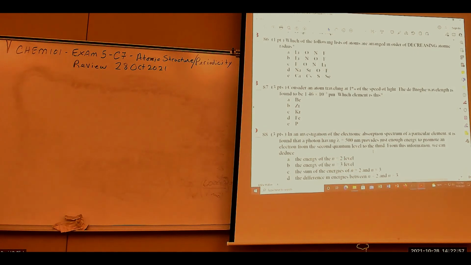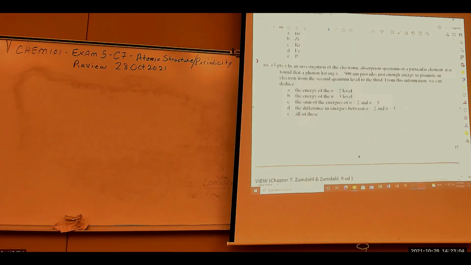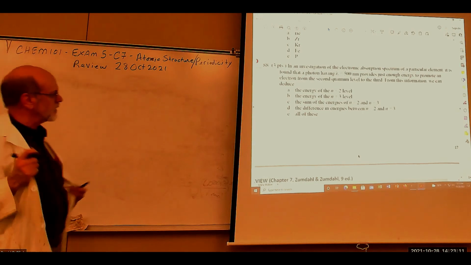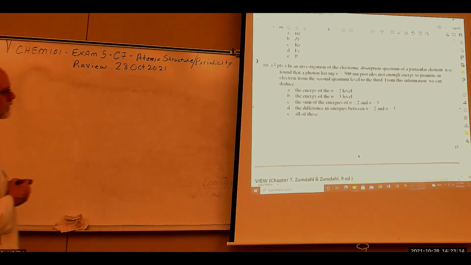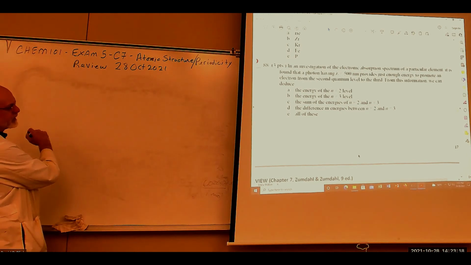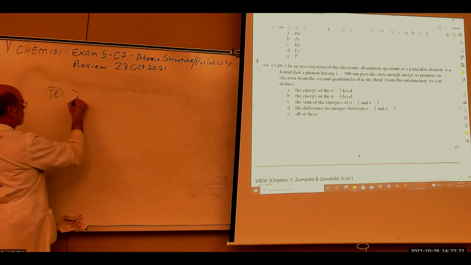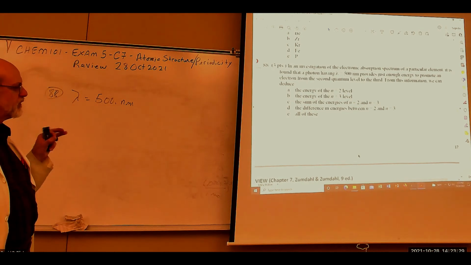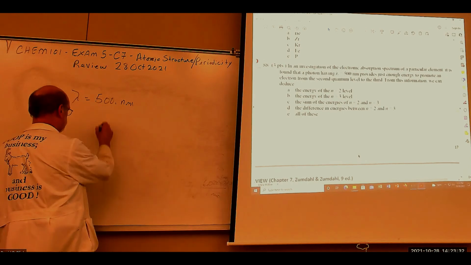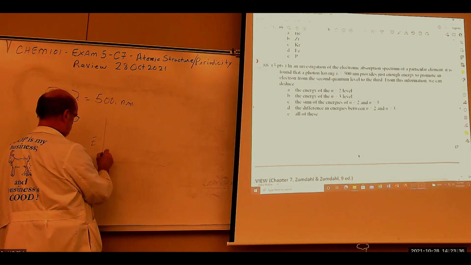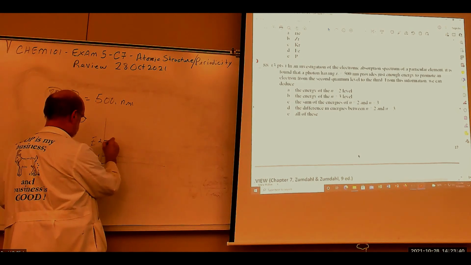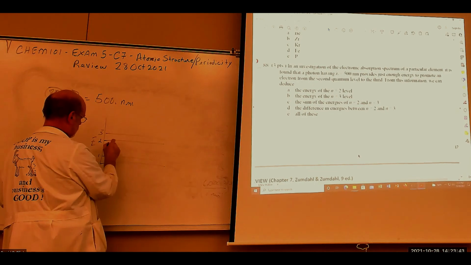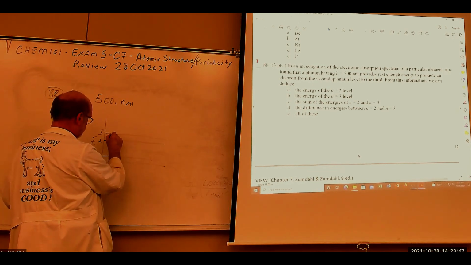All right, 87, 88. Scroll it. Let's see. An investigation of the electronic absorption spectrum of a particular element has found that a photon having wavelength of 500 nanometers provides just enough energy to promote an electron from a second quantum level to a third. There's 1, 2, 3. From a second to a third. So it's going to move up to here.